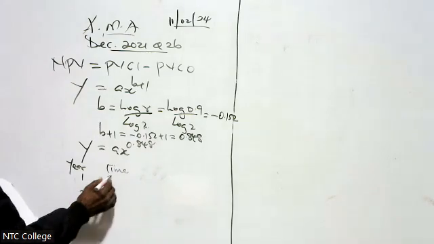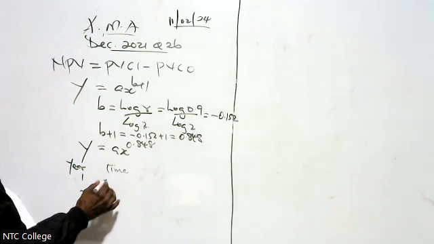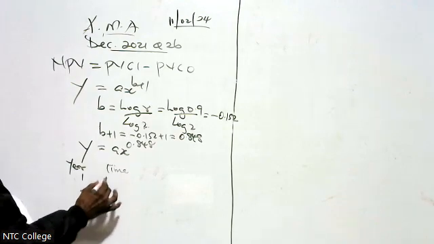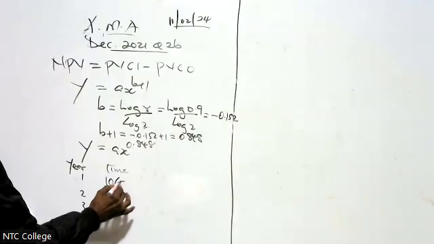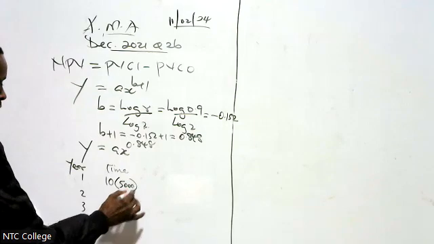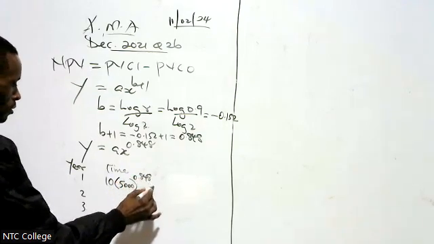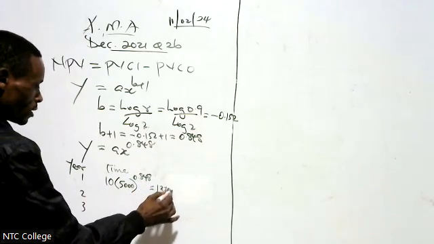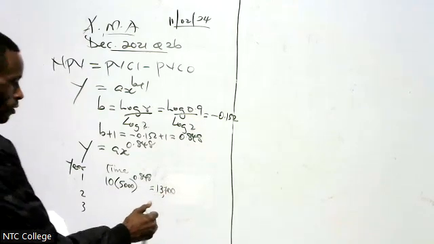To produce the first chair, let us use the model here. In year 1, what is the first chair? First chair will take how many hours? 10 hours. Perfect. So I am using that model, 10 into 5,000 raised to 0.848. That is 13,700 hours. Okay, that is the column of hours.